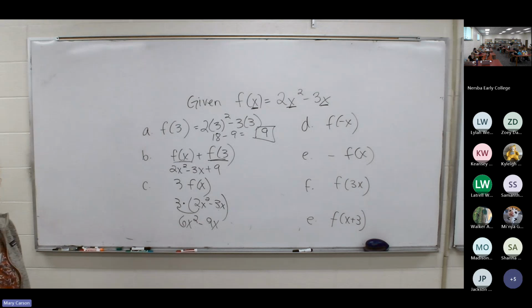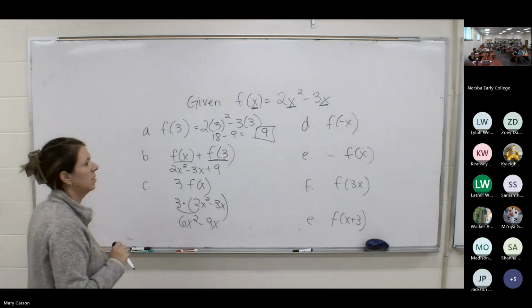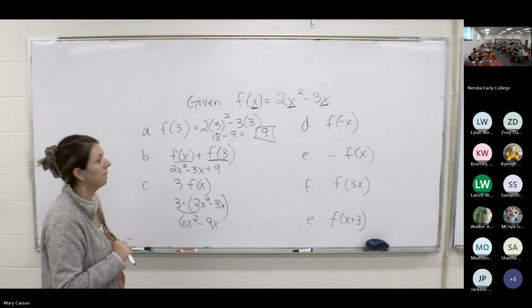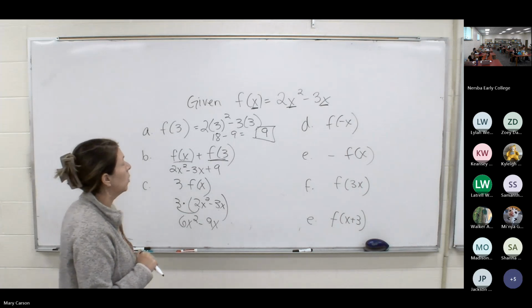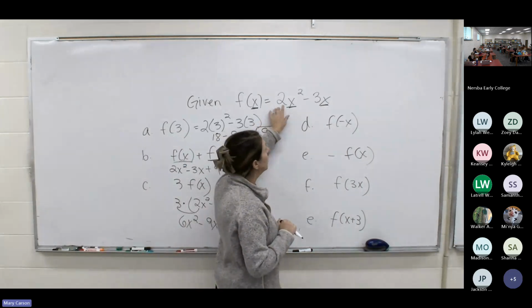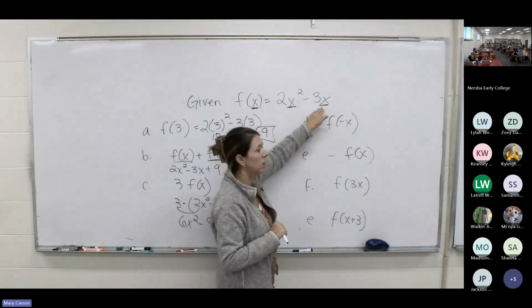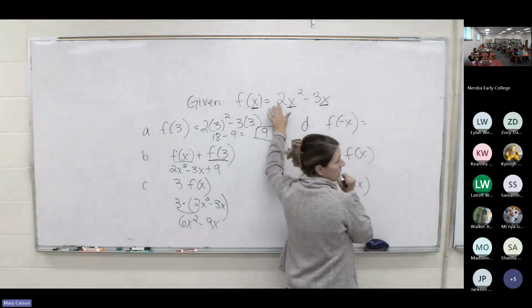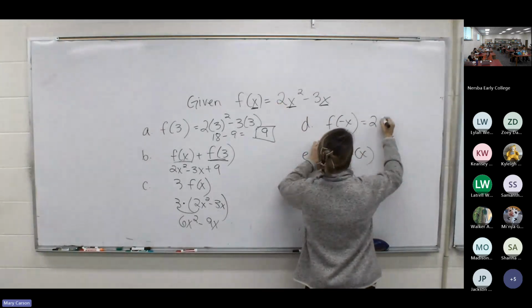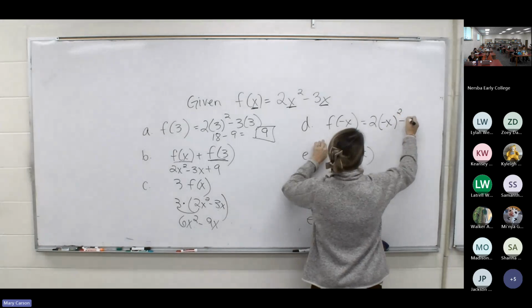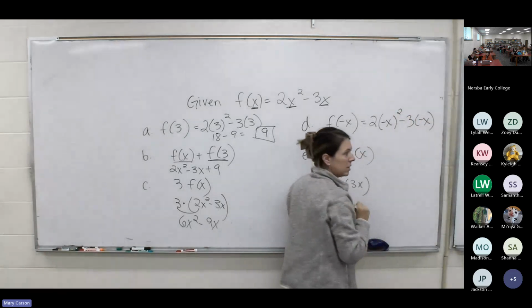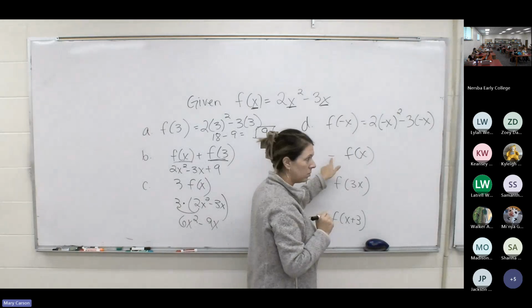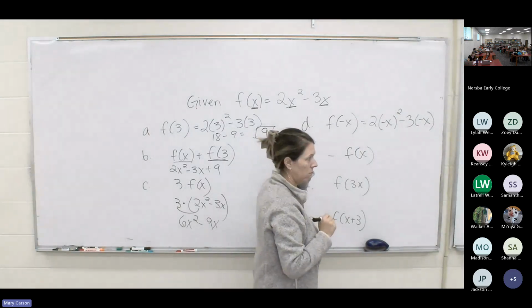All right, how about D? How would I do f of negative x? Well, you don't want to change the number in the front, but this is saying instead of putting an x into your problem, you're going to input a negative x. So don't change it on the outside, but you're getting somewhere with that. So 2, this becomes a negative x squared minus 3 times negative x. Does that make sense?